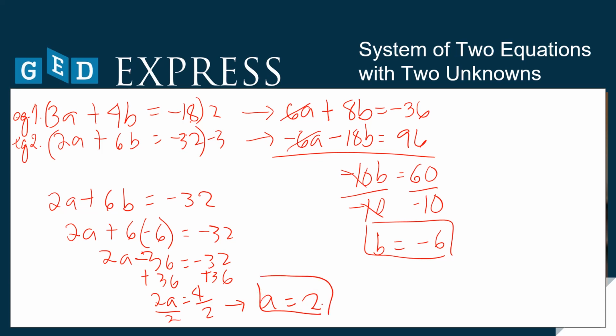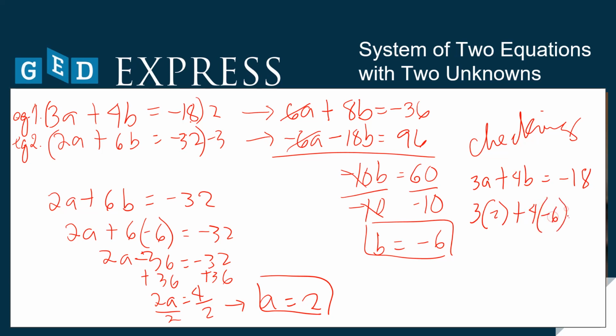And it's better to check the answer. So to check the answer, let's use equation 1. So we have 3a plus 4b equals minus 18. Let's see if the equation is correct by substituting the values of a and b. So 3 times 2 plus 4 times minus 6 equals minus 18. 3 times 2 is 6, plus 4 times minus 6 is minus 24. 6 plus minus 24 equals minus 18. Perfect. Okay, it's correct. So minus 18 equals minus 18.